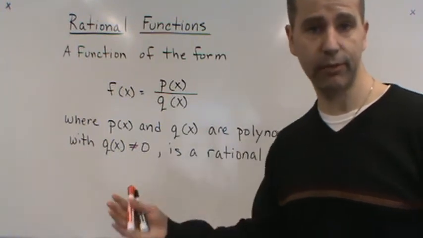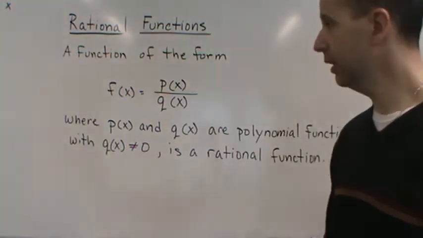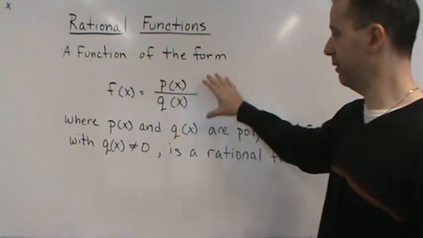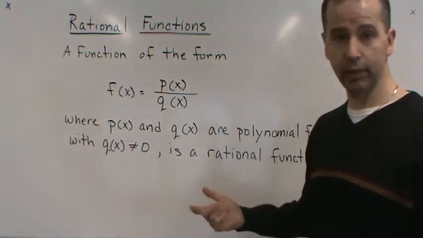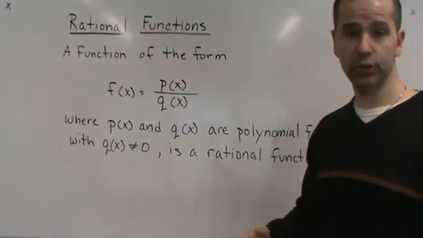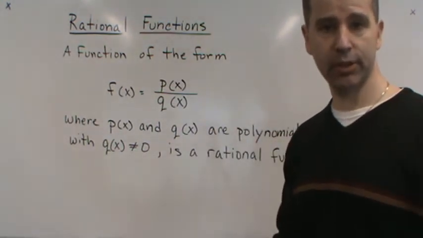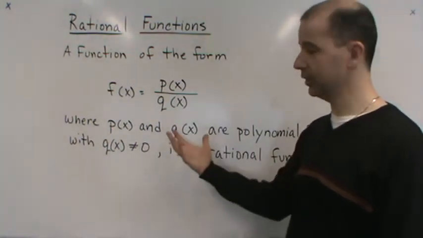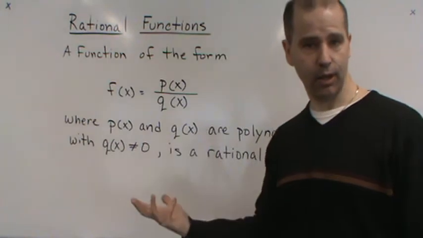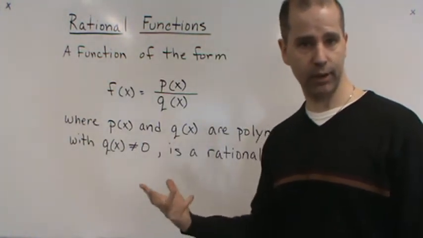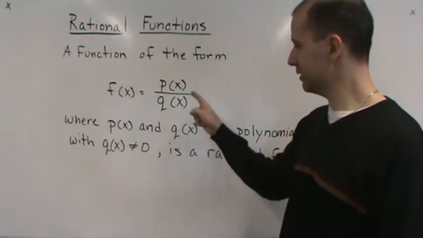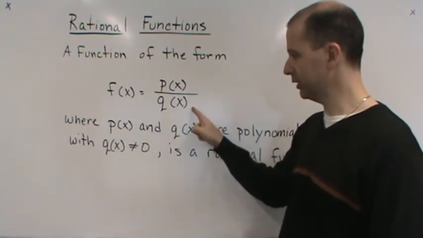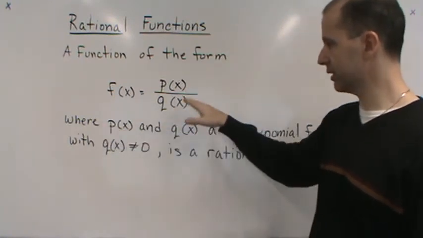We're going to start with the definition of what a rational function is. Rational functions are any function of the form of a fraction, right? Just like rational numbers are numbers that can be expressed as a fraction, rational functions are functions that are expressed as a fractional expression. In this case, the denominator and the numerator are both polynomial functions. So that's one of the characteristics.